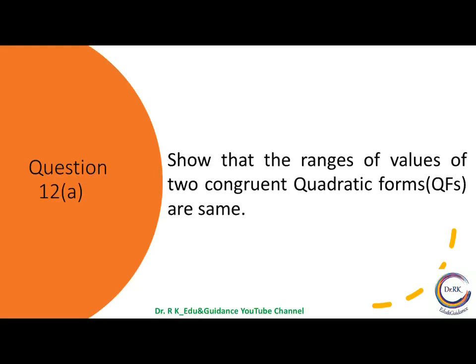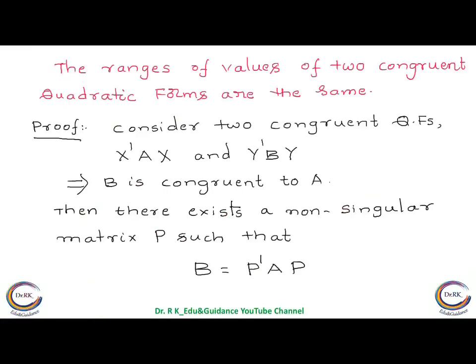The next one is: show that the range of values of two congruent quadratic forms are the same. We'll see it. Consider two congruent quadratic forms, X transpose AX and Y transpose BY. If you remember the discussion, two quadratic forms are called congruent if their corresponding matrices A and B are congruent. That is the definition. So consider X transpose AX and Y transpose BY, which are congruent quadratic forms. Then immediately our understanding is that the matrices are congruent.